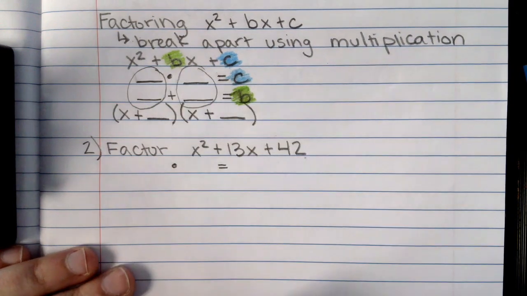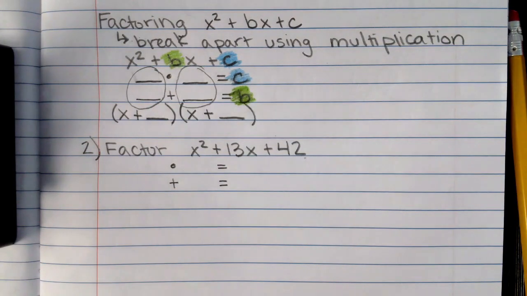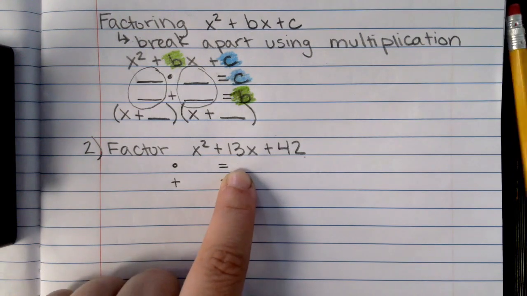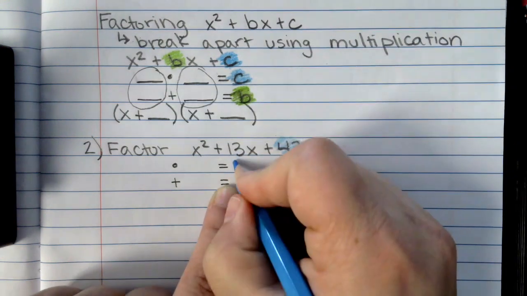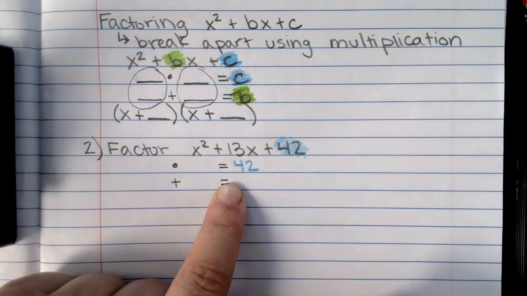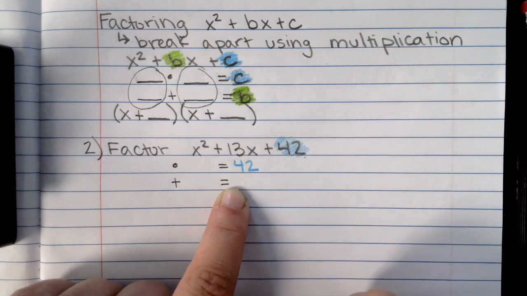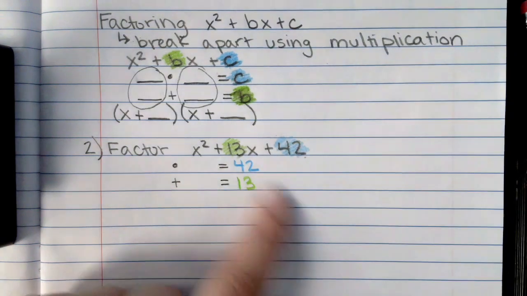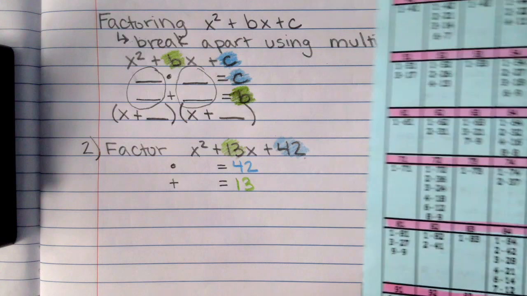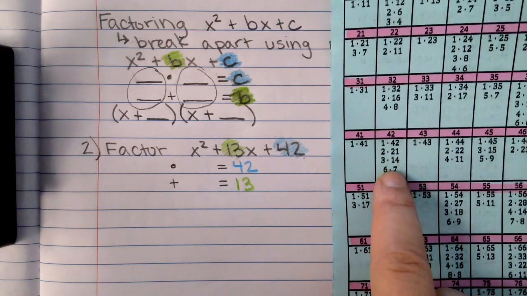We wanted to multiply to the C to equal our value of C. Which one of these numbers is our C? 42. So we wanted to multiply to 42. But we wanted to add up to our B. What is our B? 13. So at this point, we look at our factor sheet, all those pairs for 42. And we're going to decide which one of those pairs makes 13 when we add.